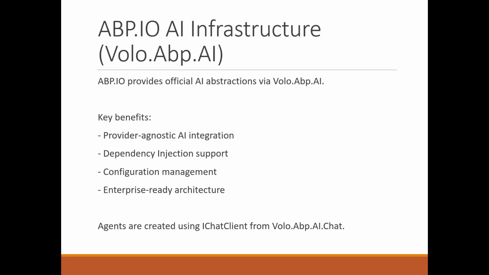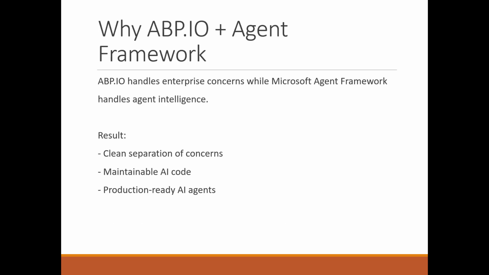As mentioned in the last line, the agents are created using the IChatClient from ABP.io chat. That would be the starting point from where we will give some prompt or some information to our agent, and then we will proceed from there onward. On top of that prompt or message, the IChatClient will get the desired results.